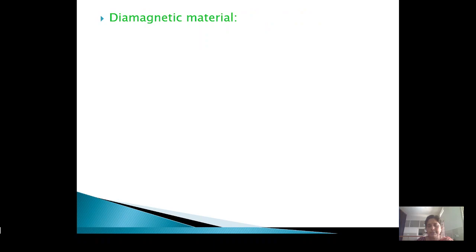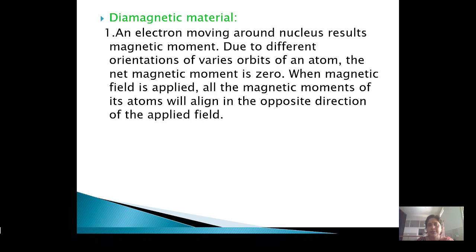First we discuss diamagnetic material. An electron moving around the nucleus results in a magnetic moment, the orbital magnetic moment. Due to different orientations of various orbits of an atom, the net magnetic moment is zero.